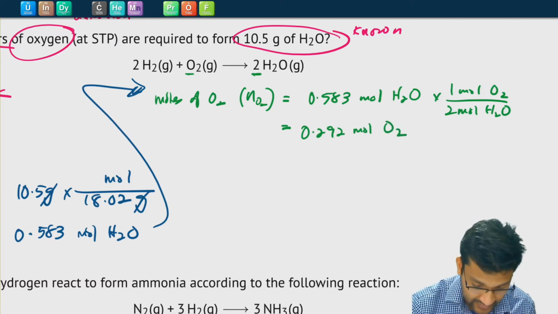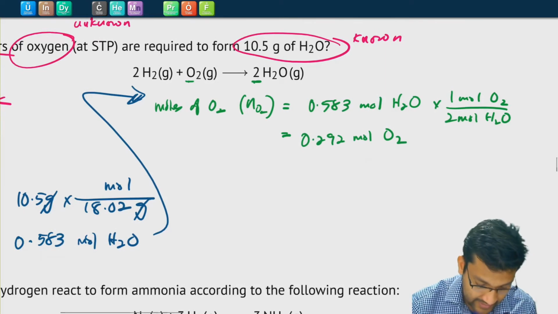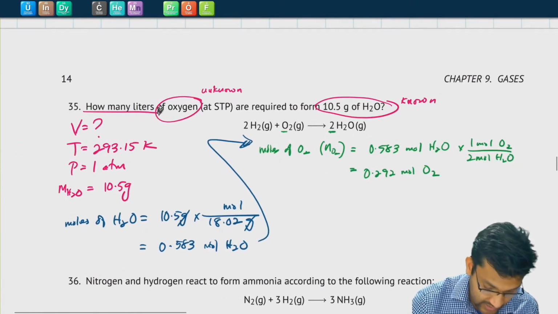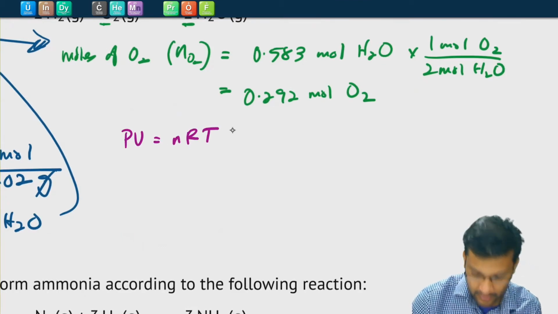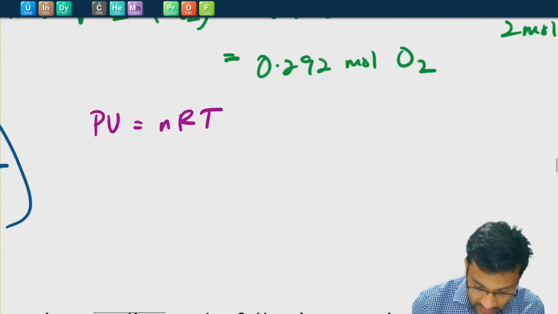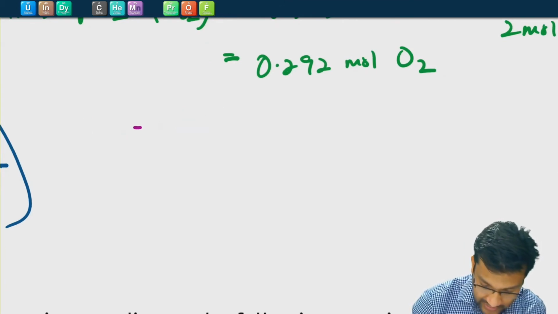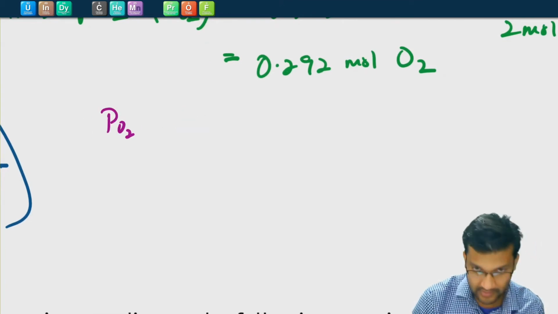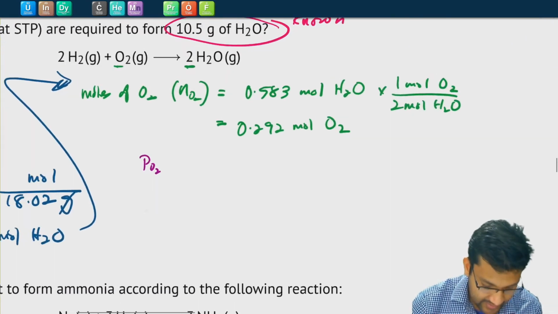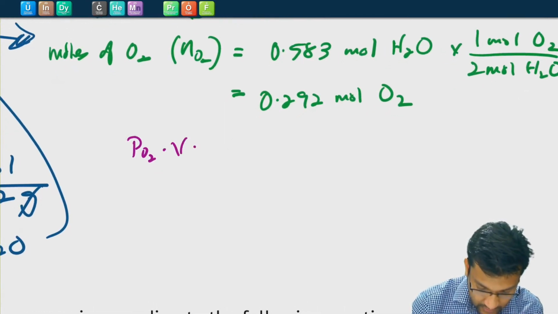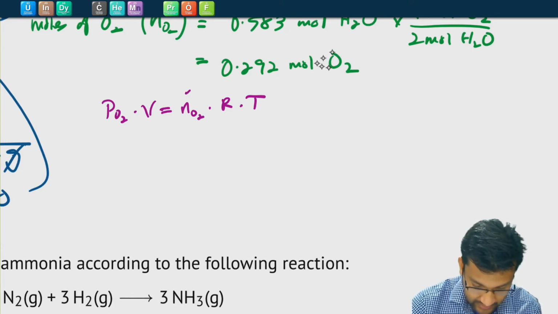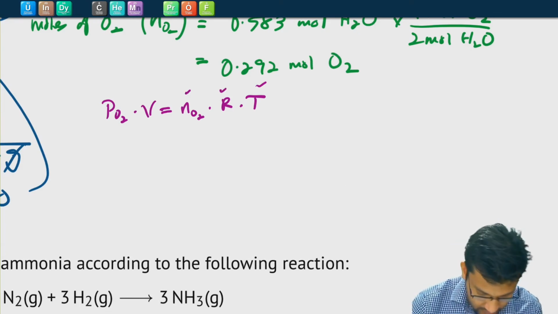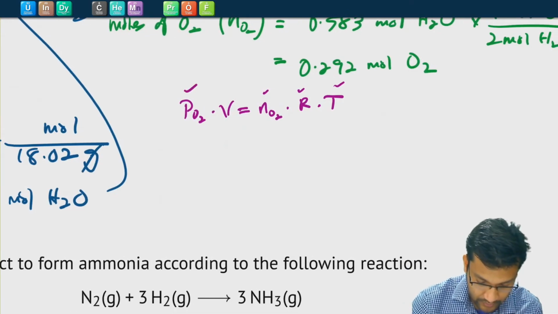Okay, now that we've found the moles of the unknown, let's find the quantity we're interested in, which is the liters. So how do we do that? Well, PV equals nRT because it's a gas. If you want to be a little bit more careful, it's actually the pressure of oxygen, because is there another gas in there? Yeah, there's hydrogen. So the partial pressure of oxygen times the volume is equal to the number of moles of oxygen times R times T. We know the number of moles, we just calculated it. We know R always. We know T because it was at STP, which means we know the pressure as well.